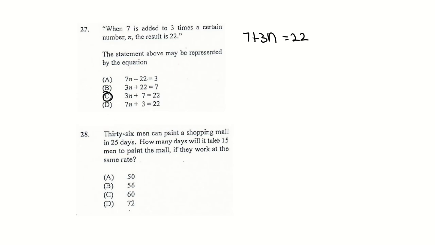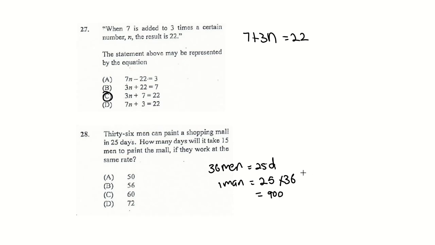36 men can paint a shopping mall in 25 days. How many days will it take 15 men to paint the wall if they work at the same rate? Now, we have to think about this. Would it take them more days or less days? It would obviously take them more days because it's fewer men. Right? So let's look at this. 36 men is equal to 25 days. So one man would obviously take more. So you would not be dividing, you would be multiplying 25 multiplied by 36, which is 900, I believe.